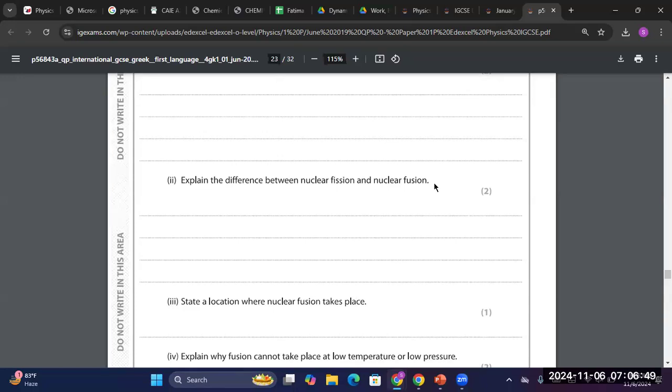Which question are we doing? The third one. The second one, explain the difference between nuclear fission and nuclear fusion. Oh, okay.